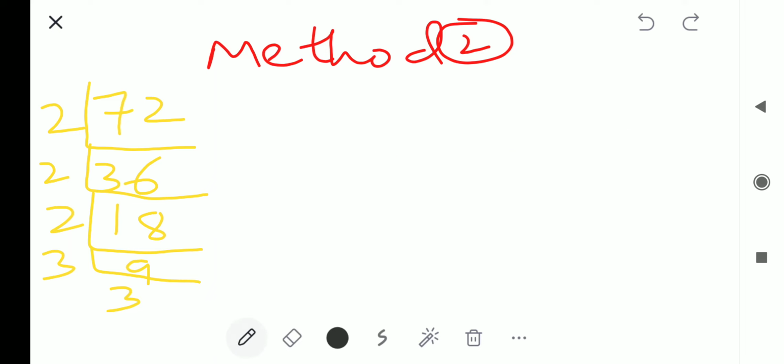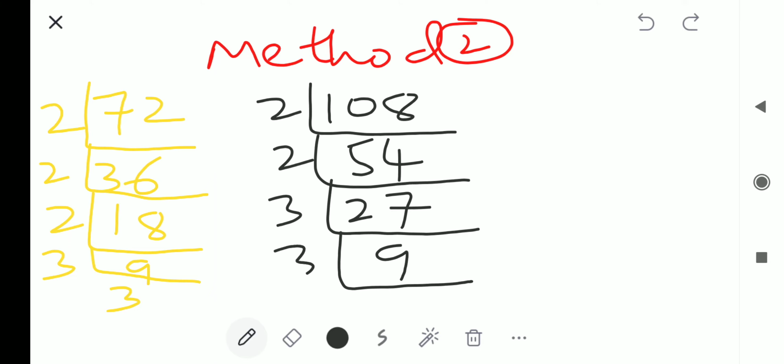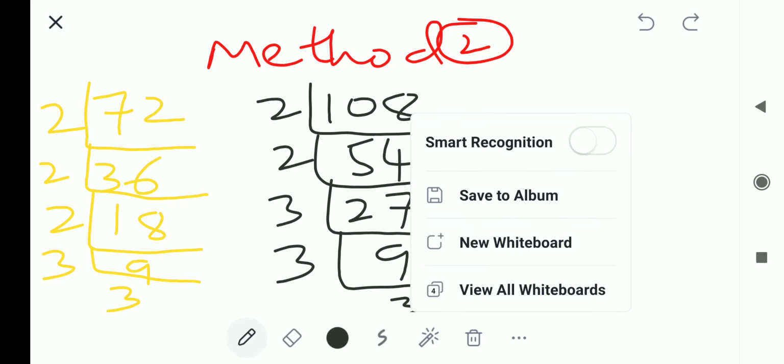Next, let me find 108. Prime factorization of 108 I want to find. For this, 2 54s are 108, 2 27s are 54, 3 9s are 27, 3 3s are 9. So prime factorization is completed. When you want to find the HCF of the given numbers, you have to express the given numbers as a product of primes. Product of primes is factorization.